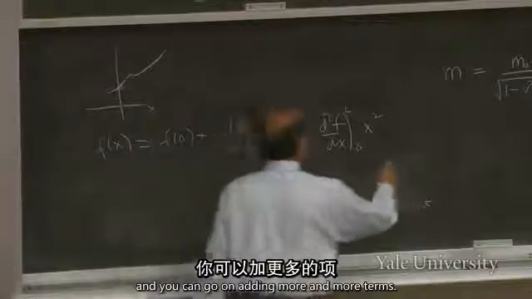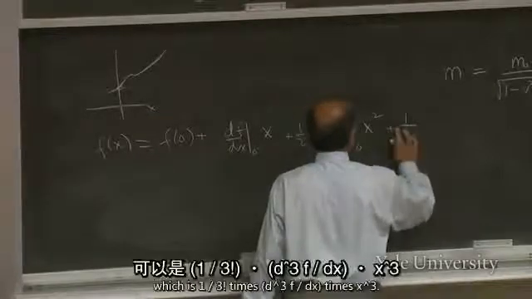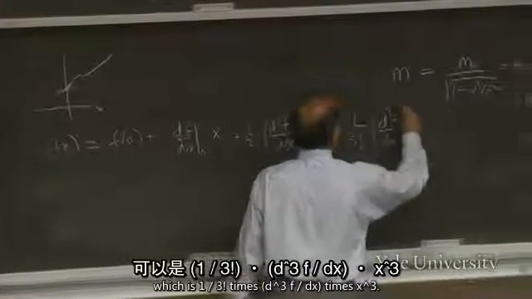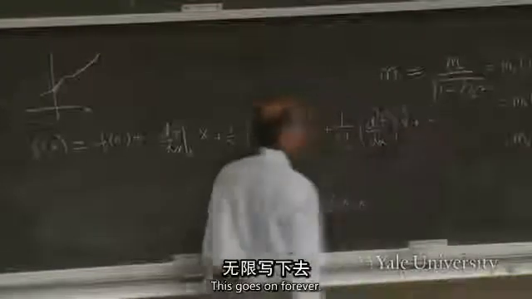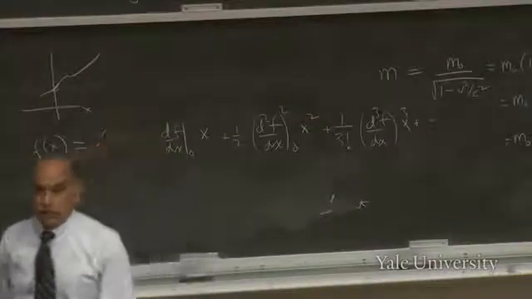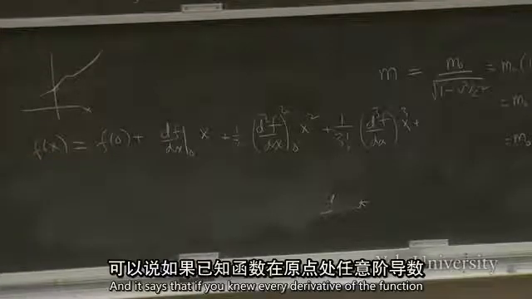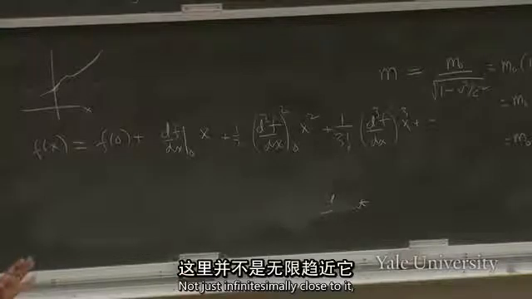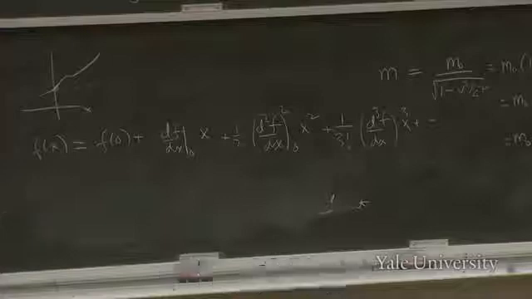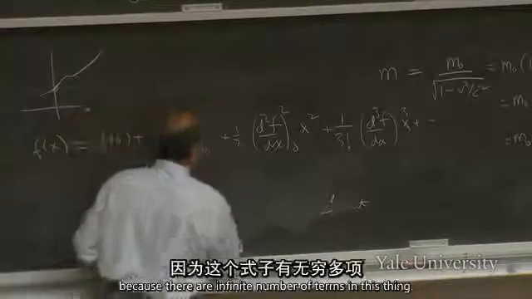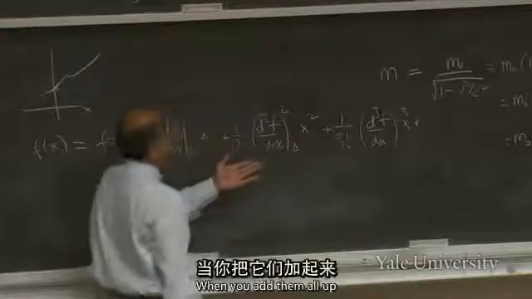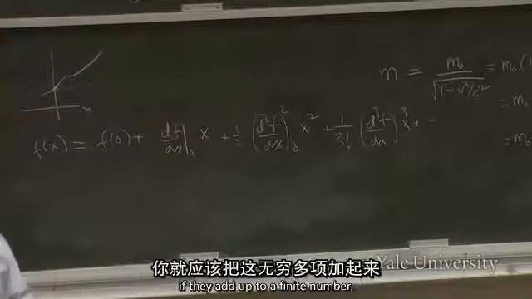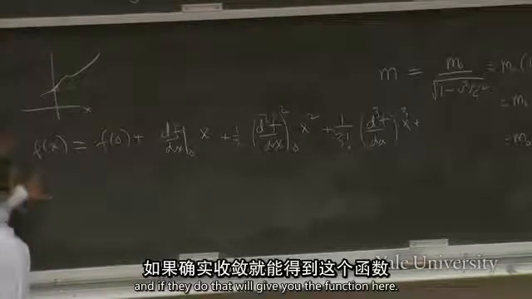And you can go on adding more and more terms. I'll just add one more term, which is 3 factorial times d cubed f over dx cubed times x cubed. This goes on forever. And it says that if you knew every derivative of the function at the origin, you can reconstruct the function. Not just infinitesimally close to it, but as far as you want to go. There are some mathematical restrictions on this, because there are infinite number of terms. When you add them all up, you may get infinity, which would be nonsense. So you should really sum up this infinite number of terms if they add up to a finite number. And if they do, that will give you the function here.